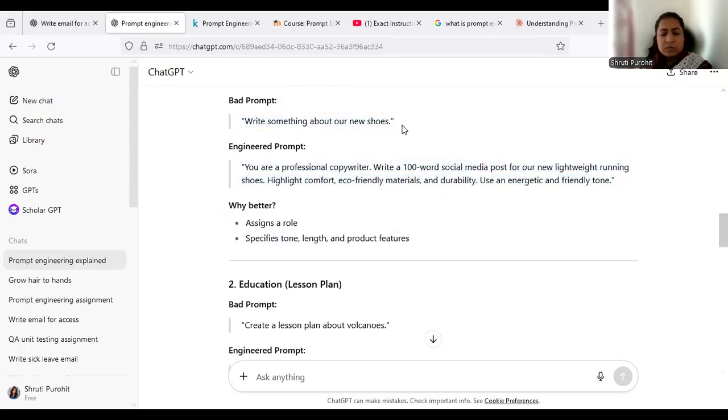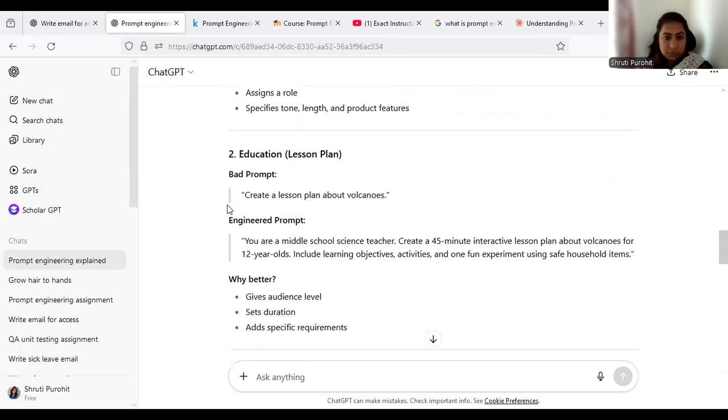When you write this prompt, it will give you vague answers, random answers. But when you mention this particular prompt, it gives you the specific output, the specific responses, exactly what you want. Okay, so this is nothing but prompt engineering.